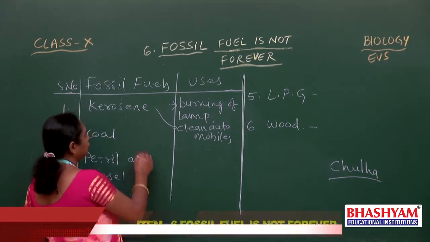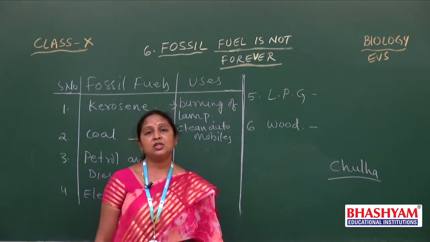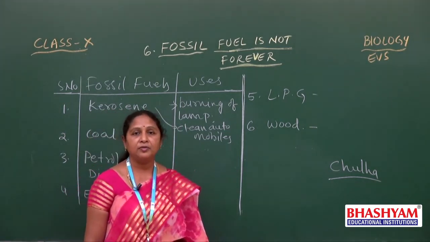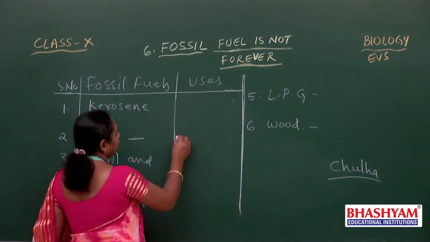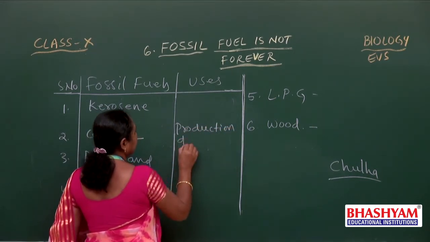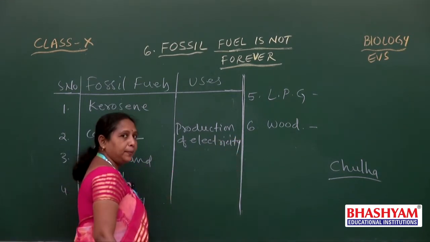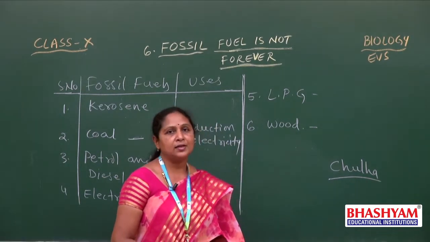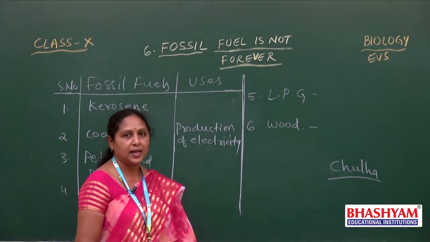At the same time, if you take coal, coal is mostly useful in the production of electricity. Coal is used in a number of industries for the production of electricity. That is the main purpose. Some industries also use coal for different purposes, like heating or burning.